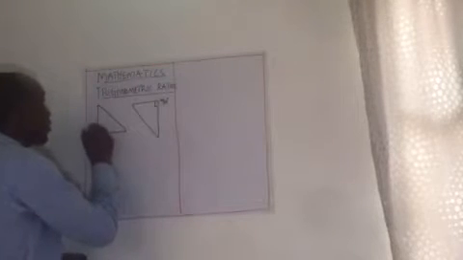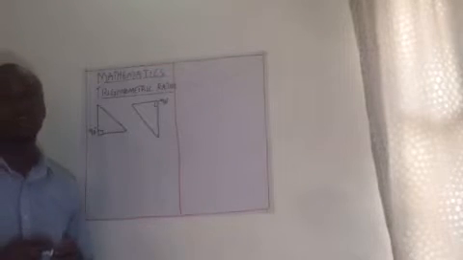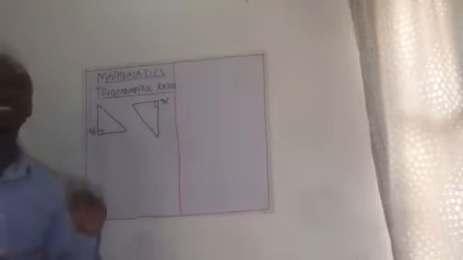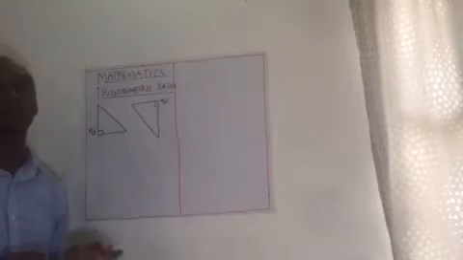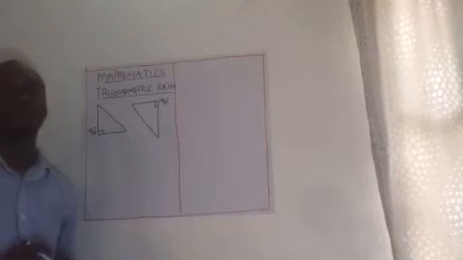So this angle is 90 degrees. This angle is also what? 90 degrees. So these are called right angle triangles. What did I say a right angle triangle is again? A right angle triangle is a triangle that has one of its angles to be 90 degrees. And that angle is usually called a right angle. So that's why we call this a right angle triangle.